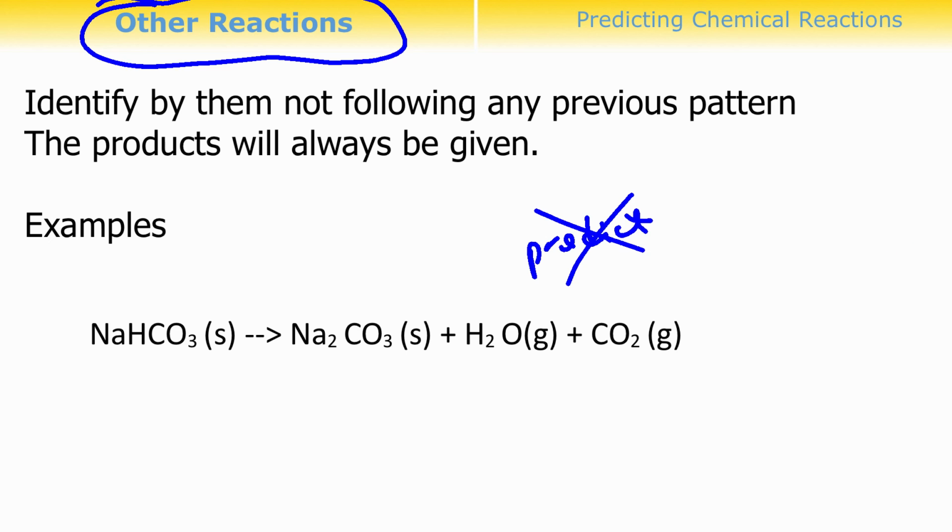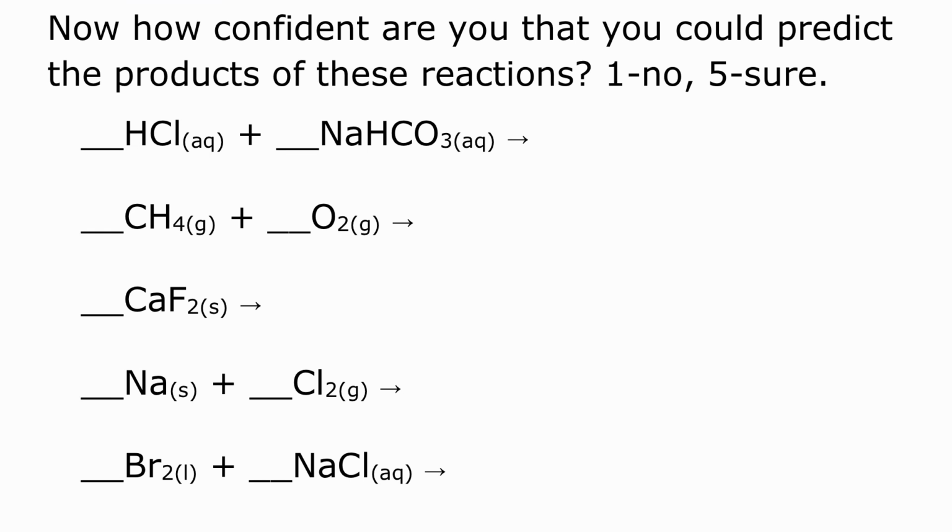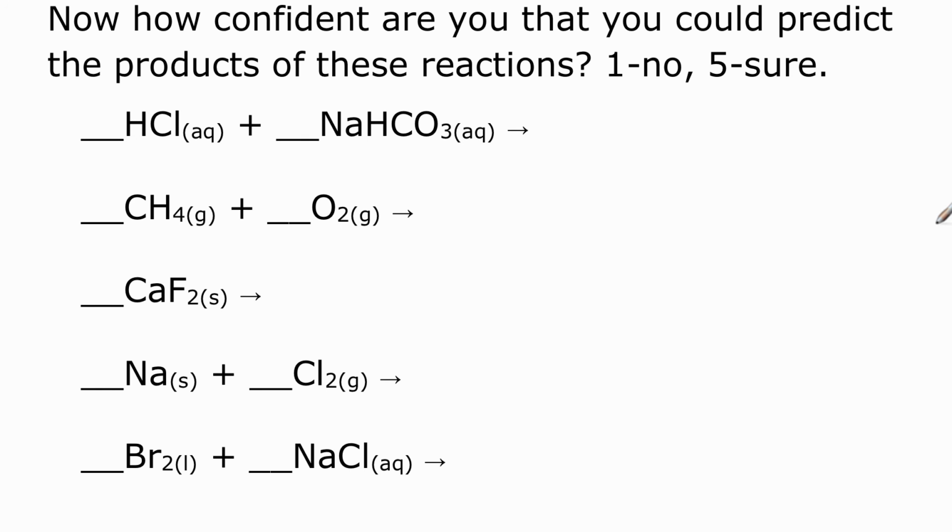All right, let's return to our first slide. I asked you how confident you are that you could predict the products. Hopefully you're feeling a bit more confident. This first one, compound and compound, this would be a double replacement reaction. So the hydrogen would go with the HCO3 and the Na would go with the Cl. This next one, yeah, combustion reaction. So it's going to produce, I'll write that, CO2 plus water on that side.